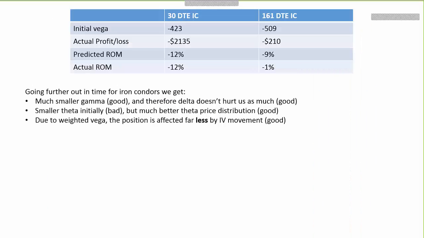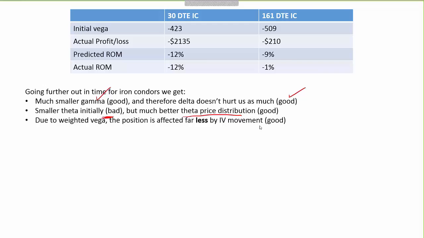Again, we've talked about the long-term iron condor, the dangerous long-term iron condor. Smaller gamma, good. Delta doesn't hurt us as much because it's a smaller gamma, that's good. Smaller initial theta, that's bad, right? The theta is about a third, roughly, of what you're getting with the other one. But remember, what we're looking at here is the fact that the theta distribution is much, much wider. So we're making money across a much wider span of price, even though we're making less per day, right?